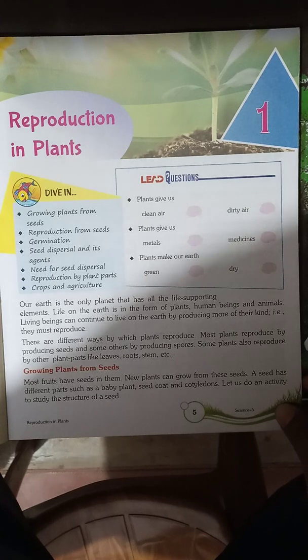In the case of animals, we see cows, goats, hens, pigs, buffalo, goats. They give birth to their kids. Likewise, plants also reproduce their new plants. How do they reproduce? Let us discuss one by one.